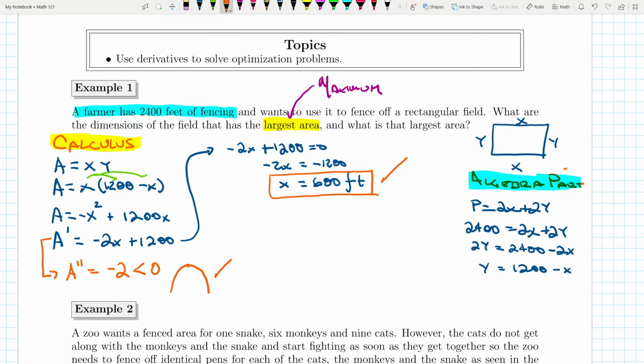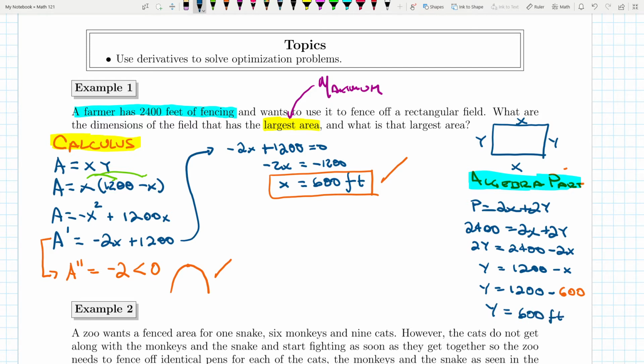Now, let's go back to the algebra part to find the missing dimension. 1200 minus 600, that's going to be also 600.